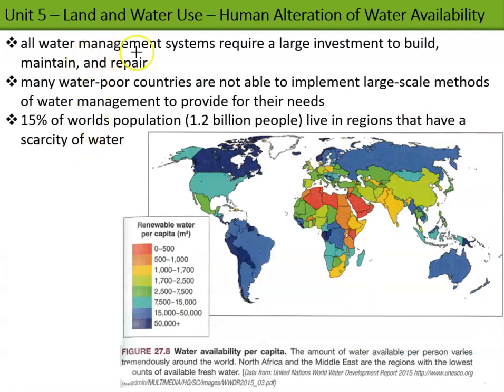All right, so finally, all water management systems require very large investments to build, maintain, and repair. And many of these water-poor countries are developing countries. They don't have a lot of resources. They're not able to implement large-scale methods of water management because they just don't have the money to do so. About 15% of the world's population, that's 1.2 billion people, live in regions that have a scarcity of water.